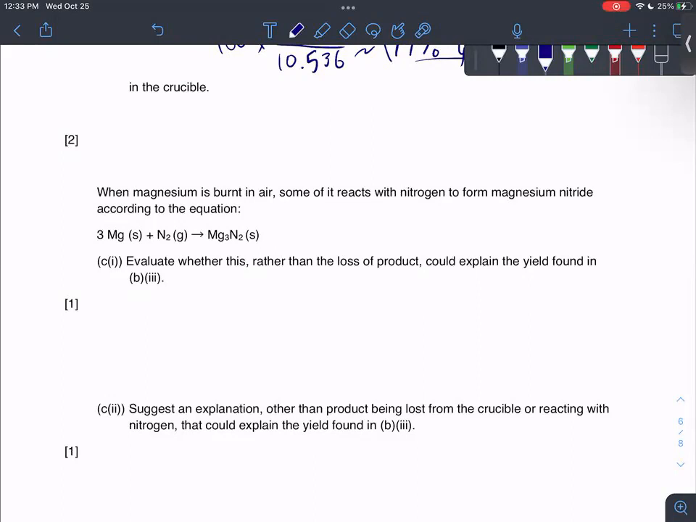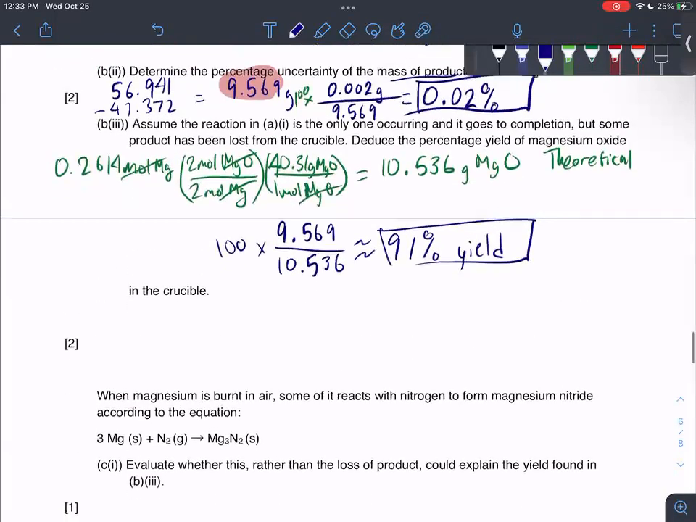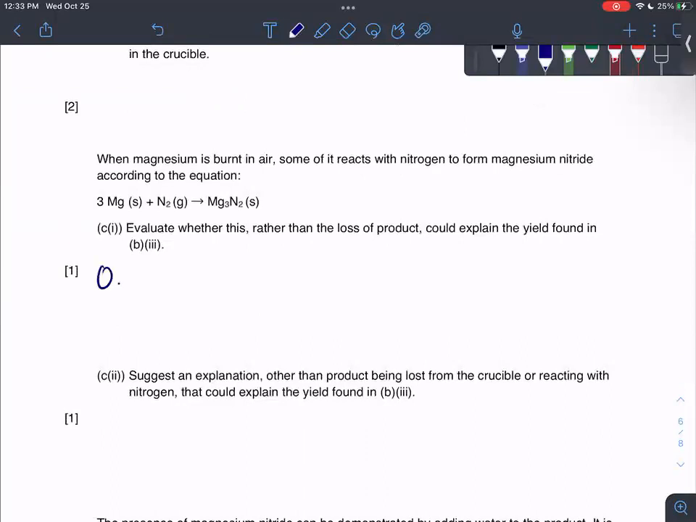So I'm going to actually do the exact same stoichiometry I did before of 0.2614 mole Mg, and do this time 3 mole to 1 mole, Mg3N2. Oh, whoops.